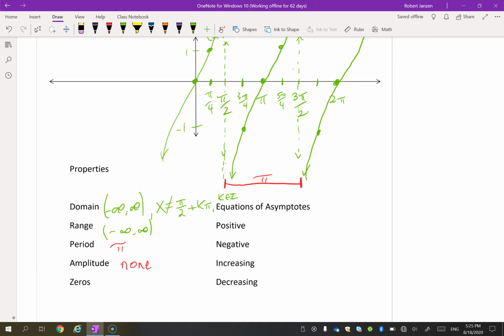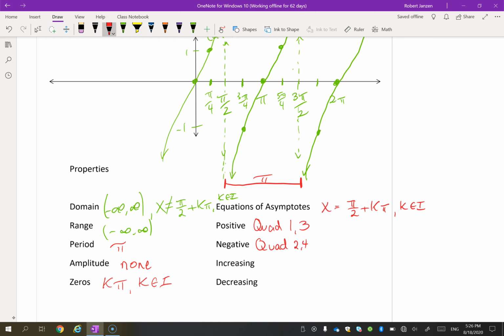Okay, where are there zeros? The zeros are on every pi. The equations of the asymptotes are exactly where the domain doesn't exist. So that's going to be, oh, it's an equation, I better write x equals pi by 2 plus k pi. That's a trick. Make sure if it says equation, you put the equal sign. Where's tan positive? Tan is positive in quadrant 1 and 3, negative in quadrant 2 and 4.